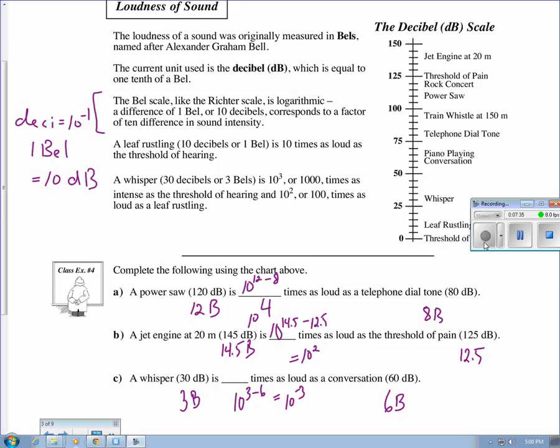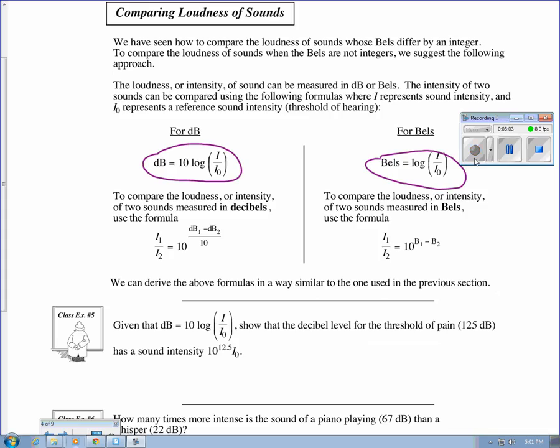I've taken all of my decibel readings and divided by 10, and then I'm finding the difference like we did before. So the power saw is 10 to the 4 times as loud as a dial tone. A jet engine is 10 to the 2 times as loud as the threshold of pain for my hearing. And a whisper is 10 to the minus 3 times as loud as a conversation. That means it's quieter.